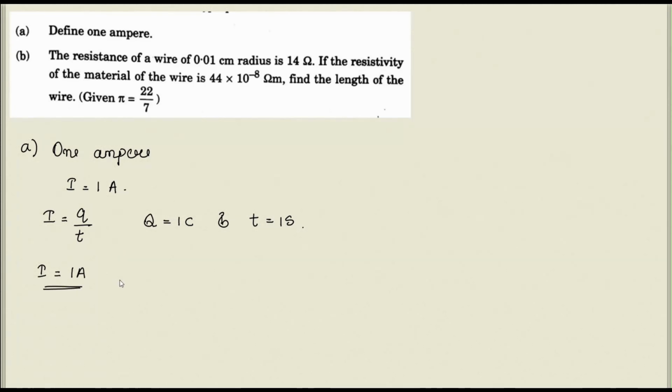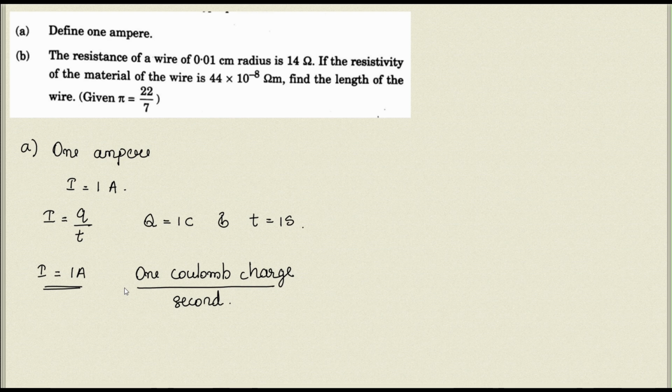1 ampere is 1 coulomb charge. It is basically 1 coulomb charge passing through the conductor per second. That is 1 ampere. Very simple. The definition is directly given in your textbook.